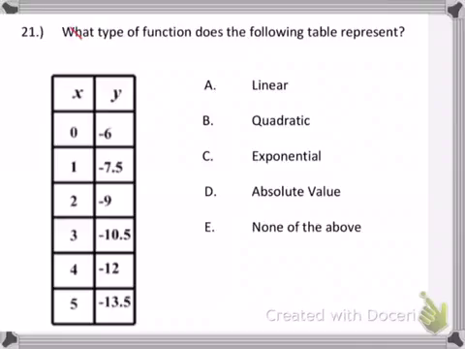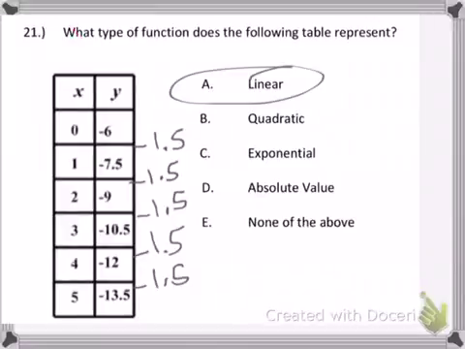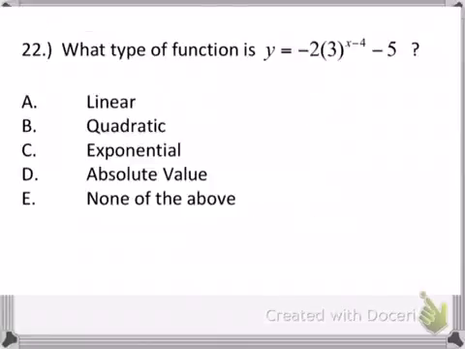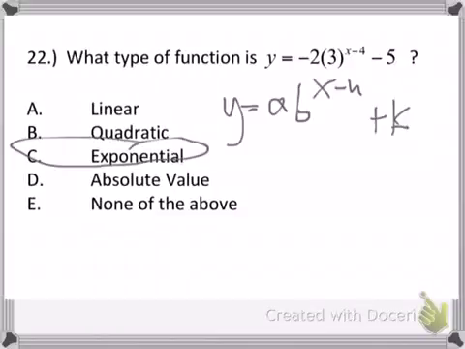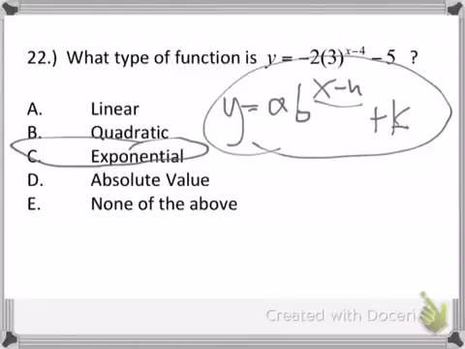What type of function does the following table represent? Linear, quadratic, exponential, absolute value, or none of the above? It is linear. It is going down by 1.5 every time, which is a constant rate. What type of function is y equals -2 parentheses 3 close parentheses to the x minus 4 minus 5? This forms an exponential equation because you got something raised to the x minus h here, which is exponential.